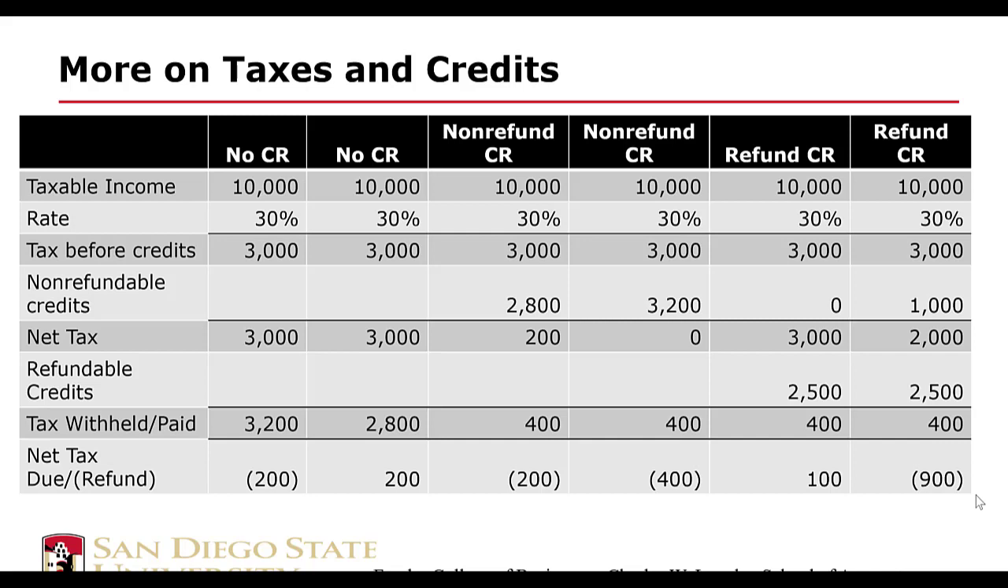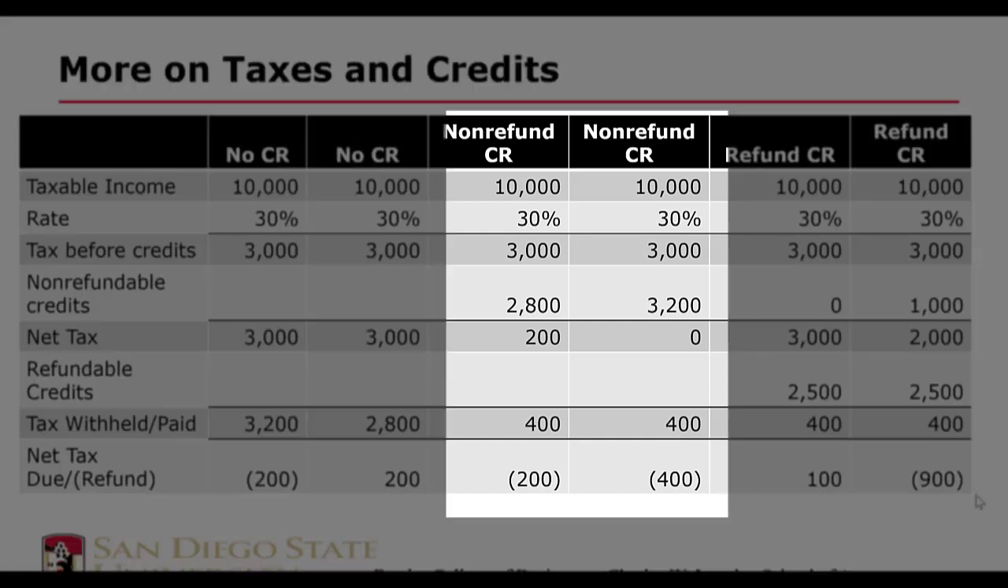So let's take a quick comparison. Let's go to column 3, non-refundable credit. 10,000 of income, 30% rate. And let's say that individual has $2,800 of credits. Well, you can see that that's going to bring their net tax down to $200. And if they've paid $400 out of withholding or estimated payments during the year, their refund is $200.